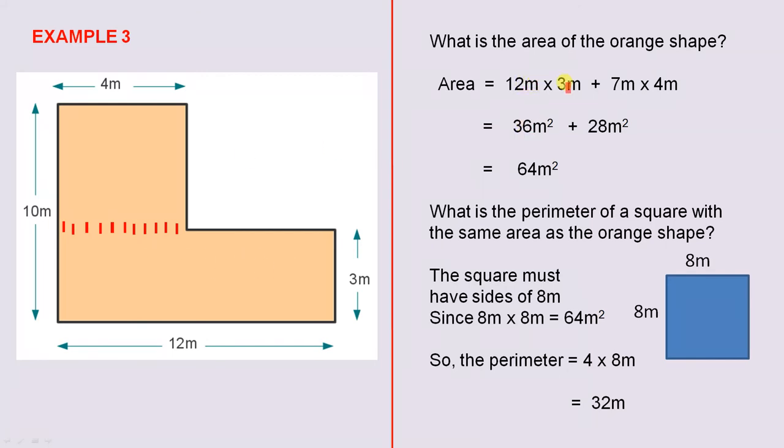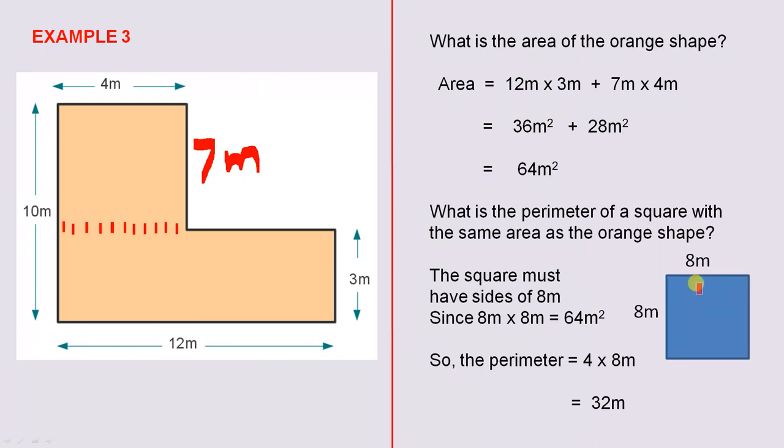So the area is 12 metres by 3 metres, which is that section there, that rectangle, plus 7 metres by 4 metres. Now how did I get that? Well, there's 4 metres already, see? Now if that height is 10 and that height is 3, 10 take away 3 gives you 7. So there's your 7 metres there. So 7 metres by 4 metres gives us that part. So that's 36 square metres plus 28 square metres gives you 64 square metres, and that's the area of the orange shape. What is the perimeter of a square with the same area as the orange shape?